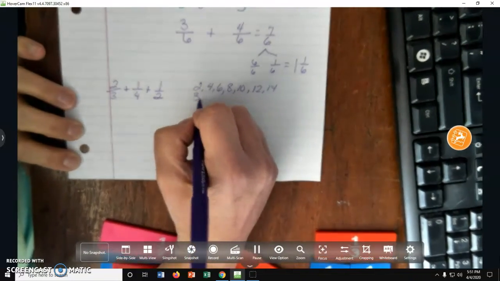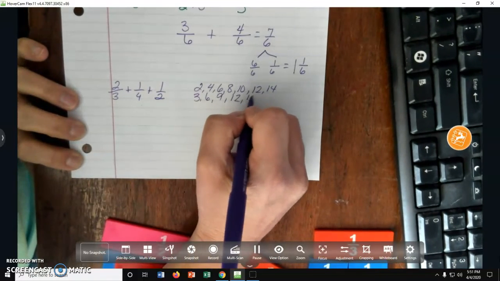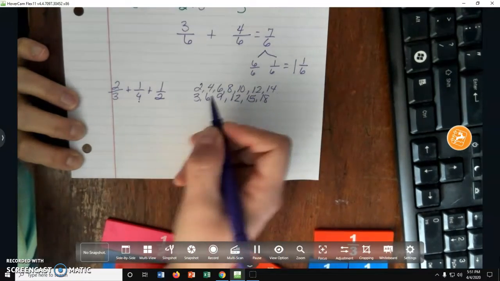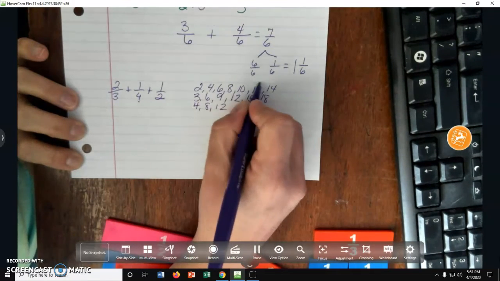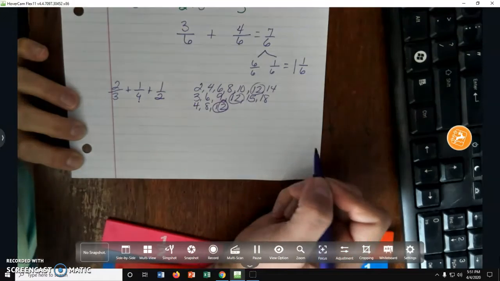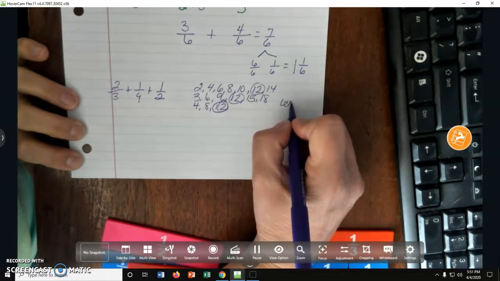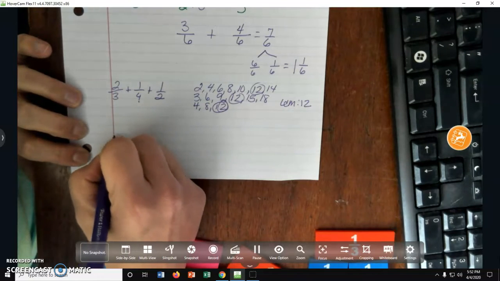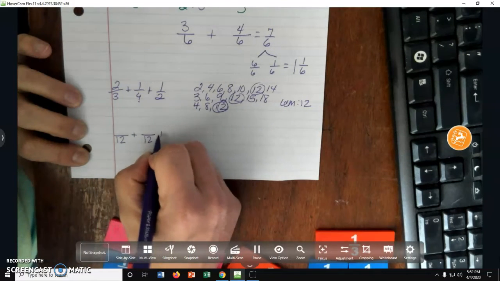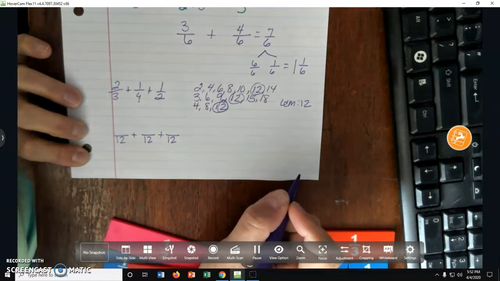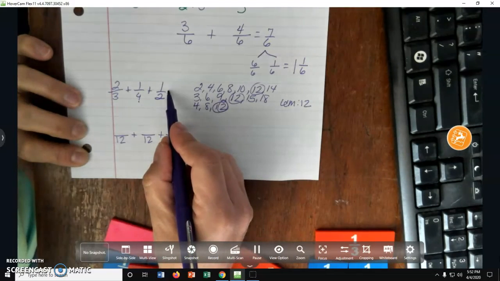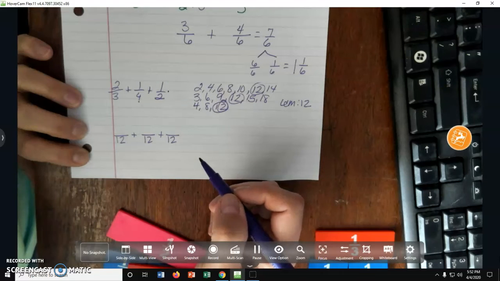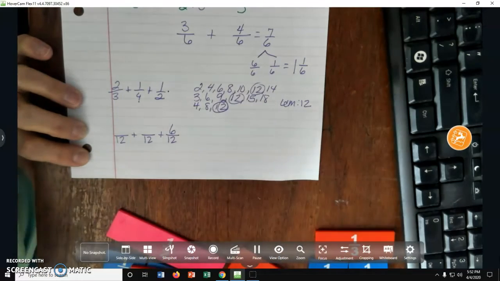And then 3s: 3, 6, 9, 12, 15, 18. Well, I see 12s. Is 12 a multiple of 4? Yes, it is. So I can see that the least common multiple of these 3 numbers is 12. So I am thinking in my mind, what am I going to do to make all of these have the same units as 12? Let's look at the easy one. 1/2 is the same as how many 12ths? 6, right.